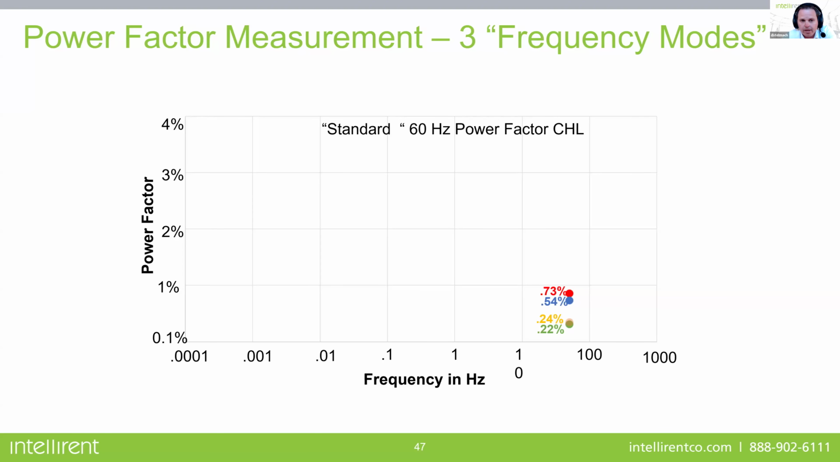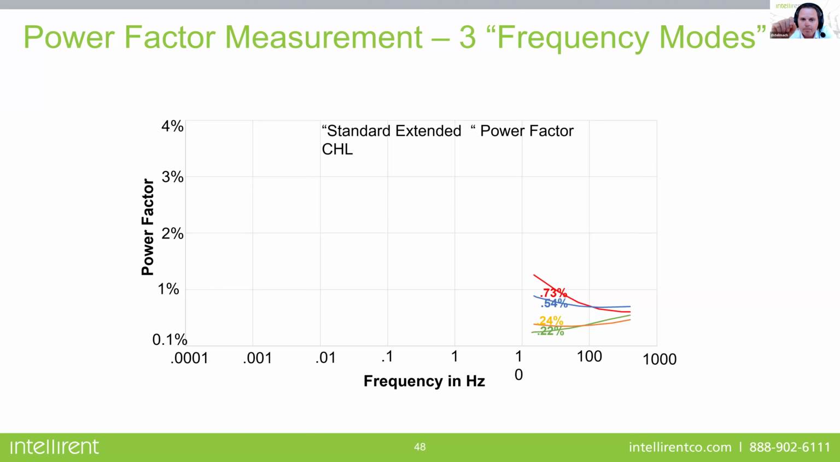If we do the second mode, which is extended power factor, now we start seeing a lot of differences between the slopes going through 60 hertz. Red is really downhill like this. Blue is getting kind of downhill. Yellow is starting to get there, and green is perfect. Green is ideal to me when I look at these results.